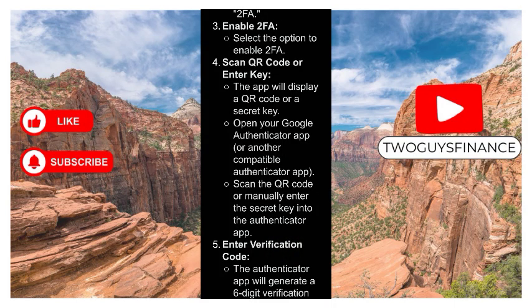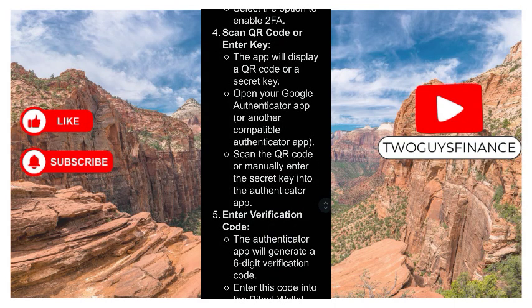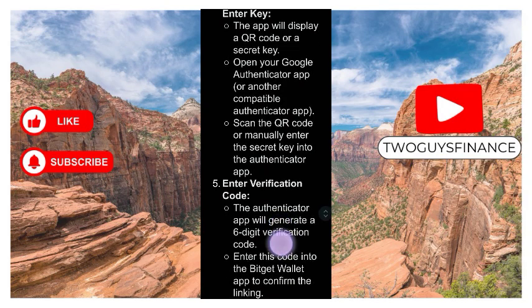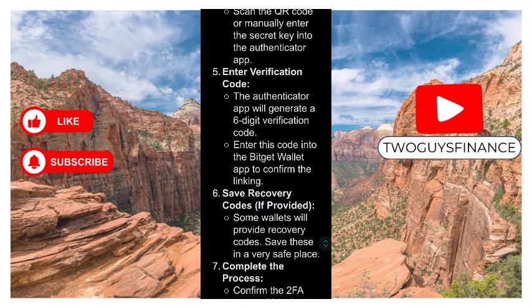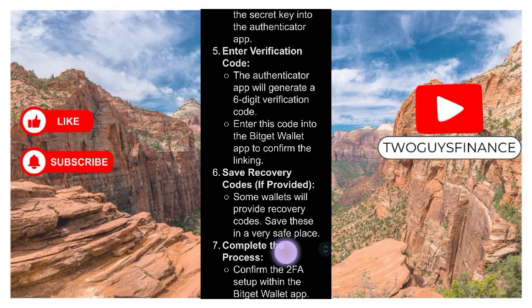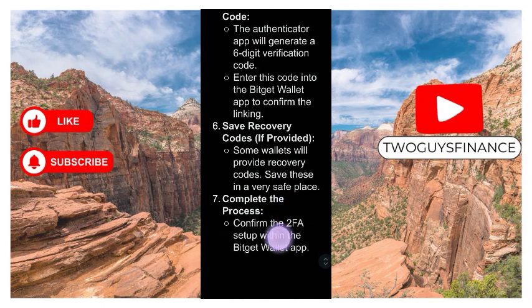The app will display a QR code or a secret code. Open your Google Authenticator app or another comparable Authenticator app and scan the QR code or manually enter the secret key into the Authenticator app. The Authenticator app will generate a 6-digit verification code. Enter this code into the Bitget Wallet app to confirm the linking.